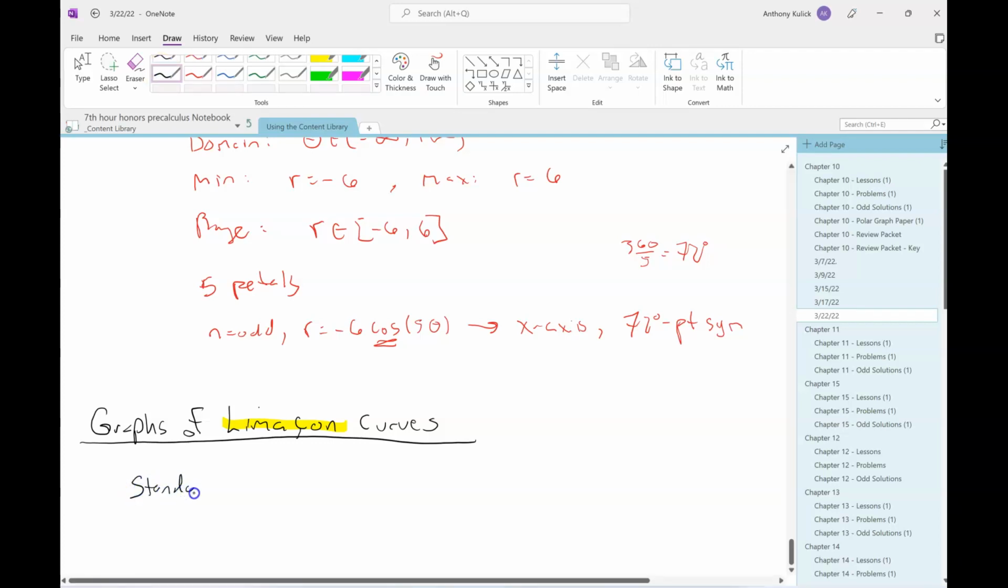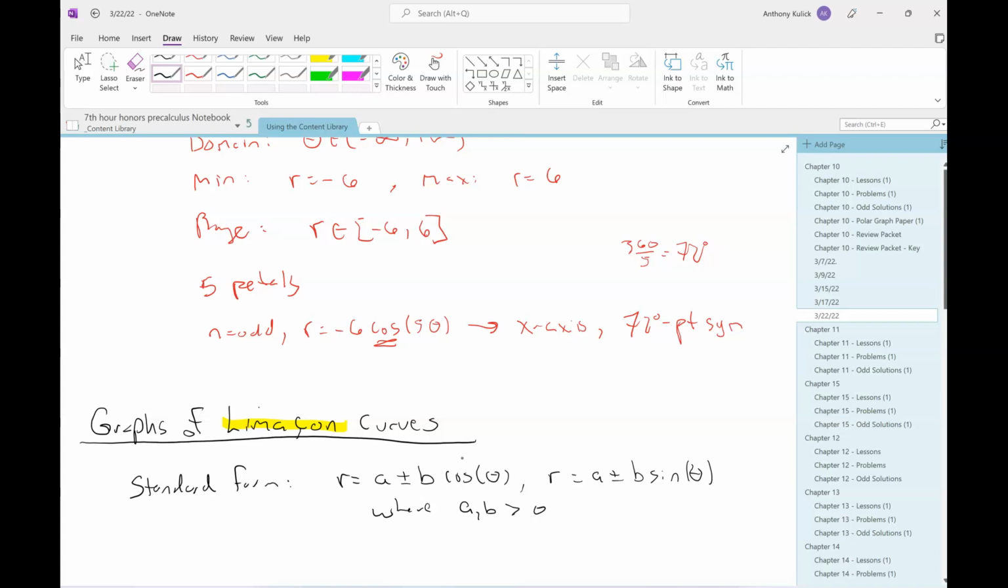So what do the equations look like for a Limaçon curve? Well, they're of the form r equals a plus or minus b cosine theta, or r equals a plus or minus b sine theta, where those values for a and b are always considered to be positive. So even though there might be a subtraction symbol in front of the b, we can still consider that a positive value for b, that the subtraction symbol is part of the equation, not part of the b value. Does that feel okay?